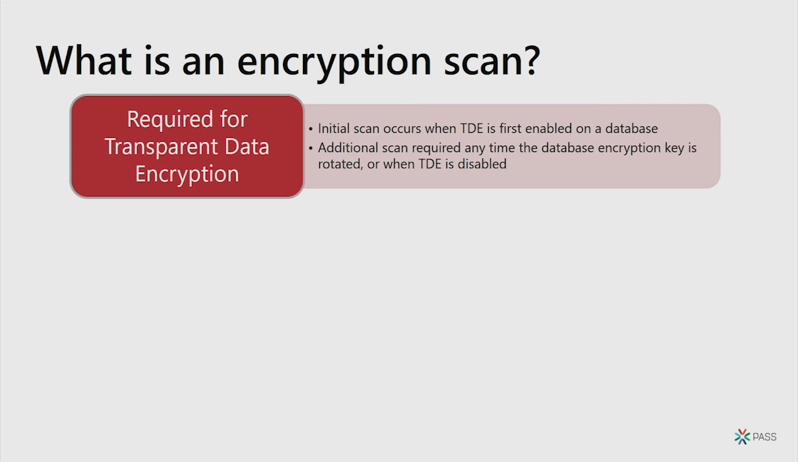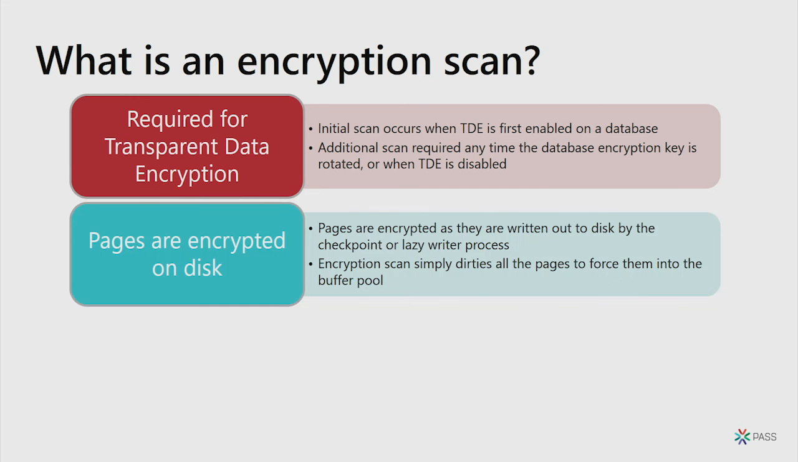So the encryption scan is what happens when you turn on TDE, transparent data encryption. We have to do an initial scan of the database. That also happens anytime you need to rotate the database encryption key. So not the key that encrypts the key, but the database encryption key itself, the one that actually is used to encrypt the data. If you rotate that for any reason, then we have to do another encryption scan to re-encrypt the database with the new key. Incidentally, this also happens when you turn it off. When you turn TDE off, we have to, again, unencrypt everything. So that's what we mean by an encryption scan.